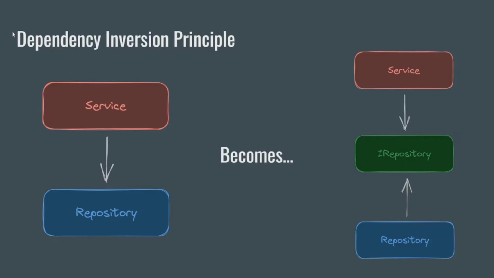This way, if we decide to change the repository, then the service doesn't need to change because the contract is still stable. IRepository defines that contract and it will never change unless the service wants something different. And this is the beauty of dependency inversion principle, which enables a plugin architecture, which is very, very important around clean architecture.